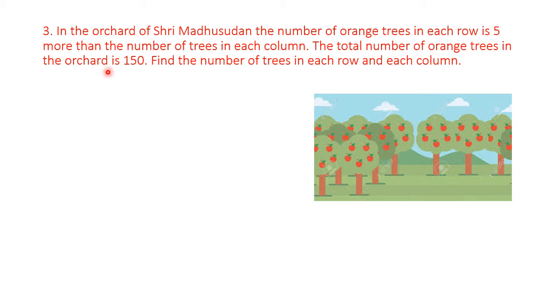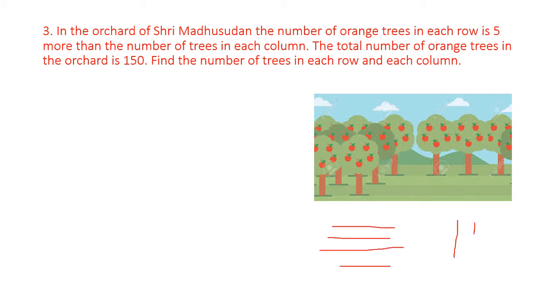There is something called an orchard. What is an orchard, children? An orchard is normally a piece of land where fruit trees are grown. Like you can see here, there are apple trees or orange trees. Here I've shown, for example, apple trees, but in the question it is orange trees. These trees, if you see, are planted in rows. Rows is what we call this.